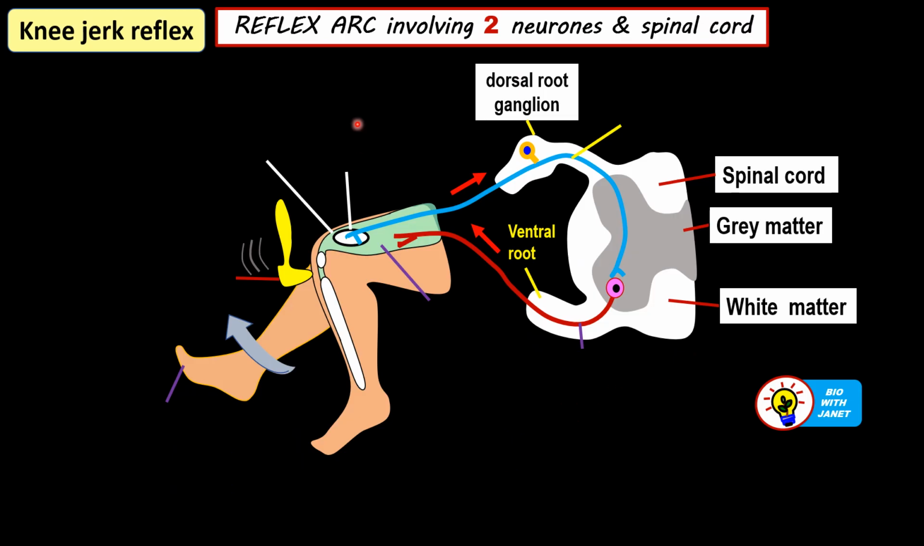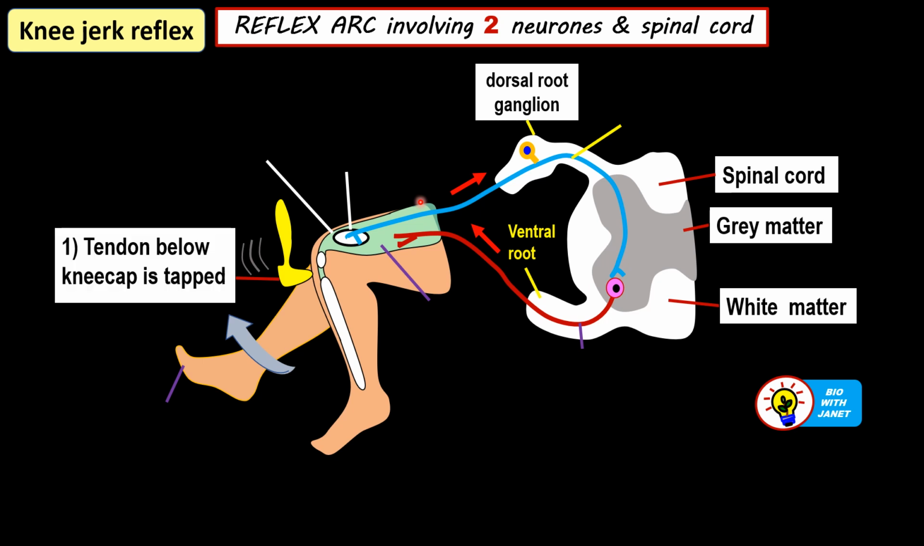Now let's discuss the knee-jerk reflex, which involves two neurons only and the spinal cord, right? So firstly, when the tendon below the kneecap is tapped. Now this tendon is actually connected to the quadriceps muscle, which is a big muscle at the front of our thigh area here. So when you sit down, you can feel that muscle on your thigh. So this is the quadriceps muscle.